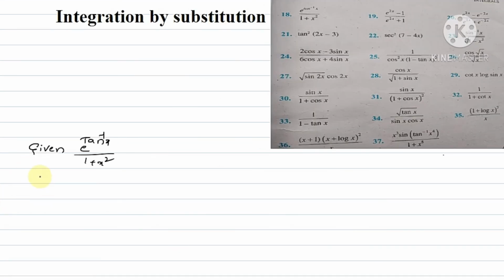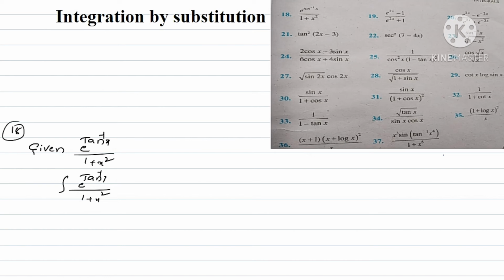Hello everyone. This is a continuation of the previous exercise, and next I am doing the 18th problem. The 18th problem is: find the integration of e power tan inverse x upon 1 plus x square. So the problem, written in terms of integration, is the integral of e power tan inverse x upon 1 plus x square.